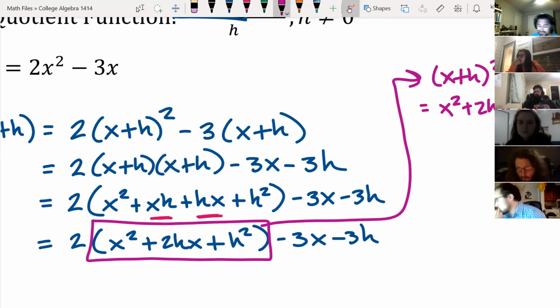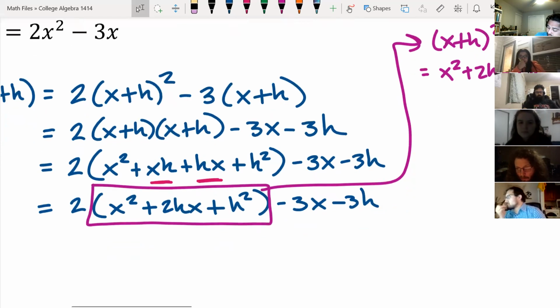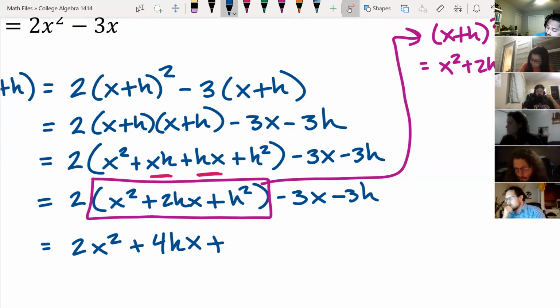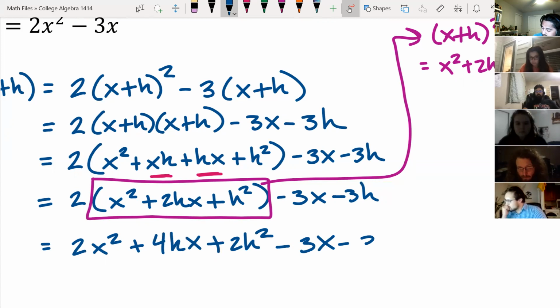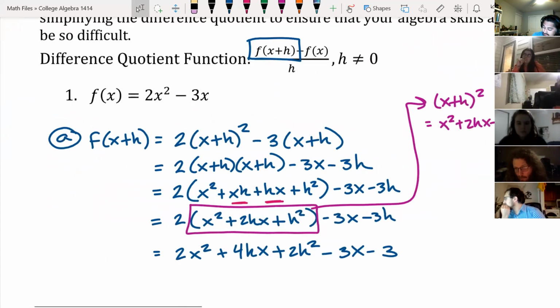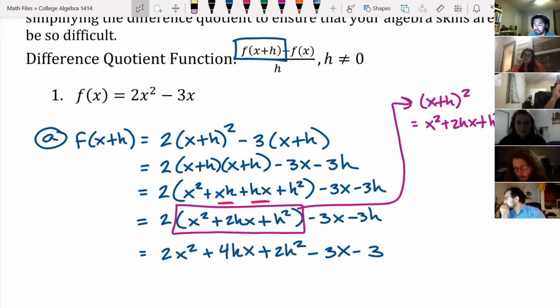Because we're not done yet. We still have to distribute that 2. And then we have 2x squared plus 4hx plus 2h squared minus 3x minus 3h. And step A is done. All right. Make sure you didn't make any mistakes. Watch your signs, because now we move on to step B.